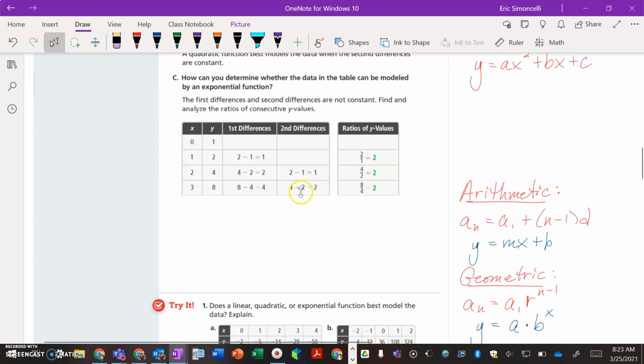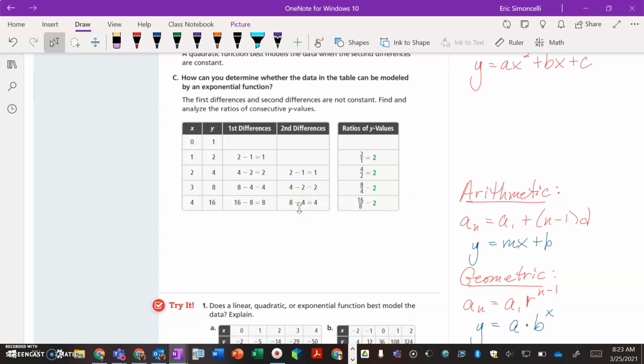So the first differences are not the same. The second differences are not the same. So we know it's not arithmetic. We also know it's not quadratic. So hopefully, and as you can already kind of tell here, of course, the ratios are the same. In other words, 2 divided by 1 is 2. 4 divided by 2 is 2. 8 divided by 4 is 2, and so on and so forth.